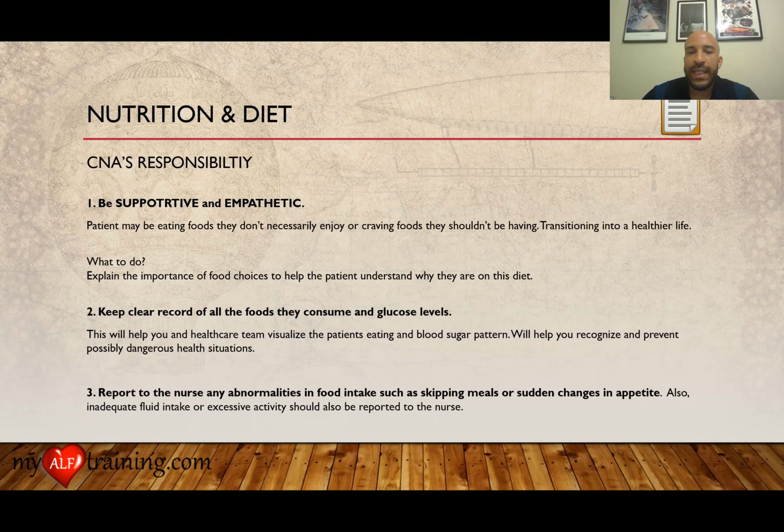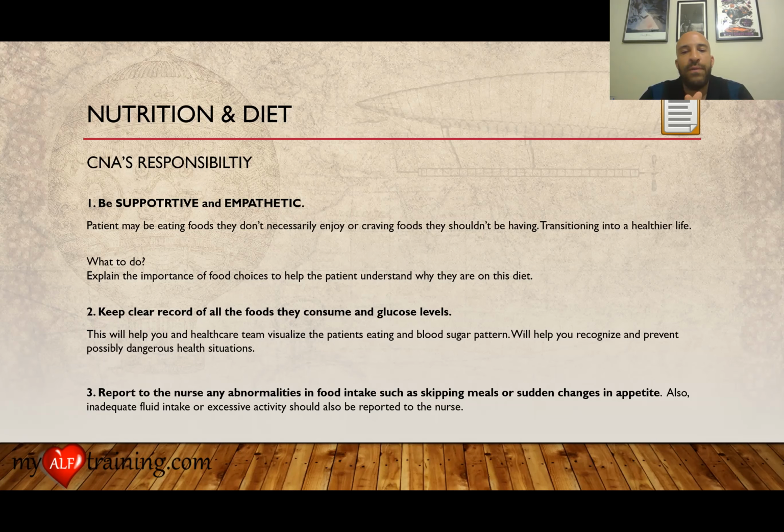Or if the CNA takes the patient's tray out because he's sleeping and the food's sitting there, and the nurse comes to give him his insulin, and he doesn't tell her that he skipped a meal, then the nurse is going to give Mr. Johnson insulin for food that wasn't eaten. And what do you think is going to happen? His blood sugar is going to drop. So we need you guys to follow number 3.